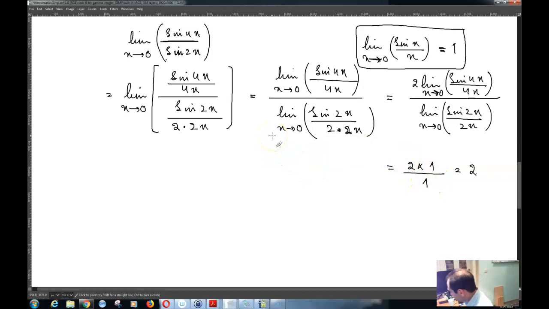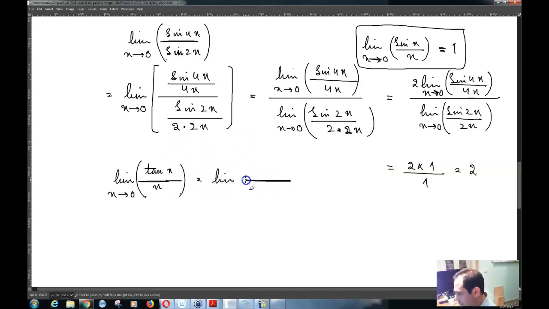As another example, let's say that you have the limit of tan x over x as x tends to 0. You can write this as the limit of, basically tan x is sine x over cos x, so you can write this as sine x over x times cos x, as x tends to 0.